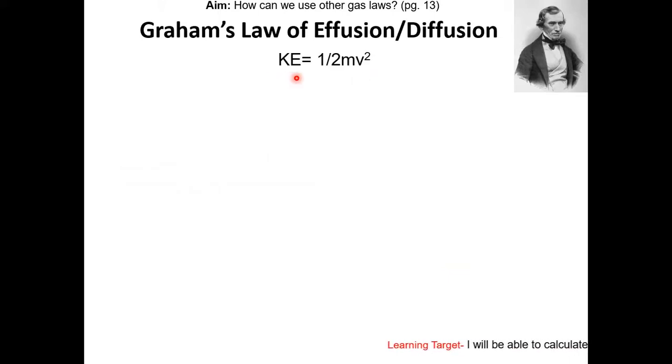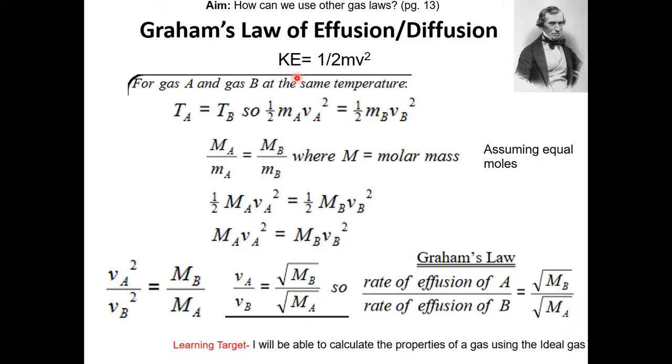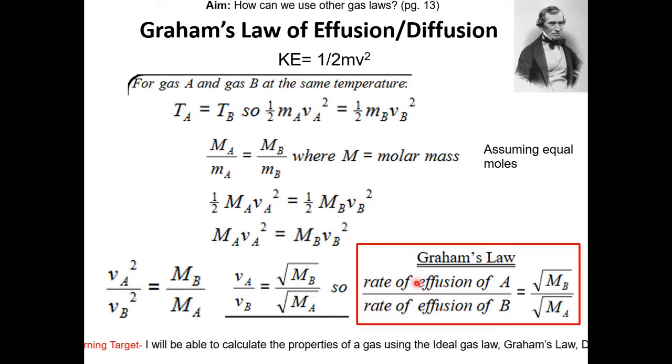From the kinetic energy equation, we can derive Graham's law equation. The rate of effusion of A over the rate of effusion of B is equal to the square root of the molar mass of B over the square root of the molar mass of A.